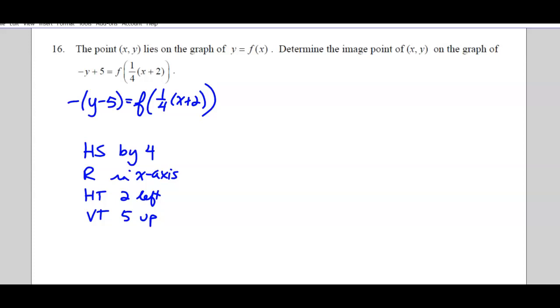Now do those transformations on the point. Oh, this is not 15, this is question 16. Sorry. We'll go back to 15. I must have missed it. So we're doing 16. Right there.